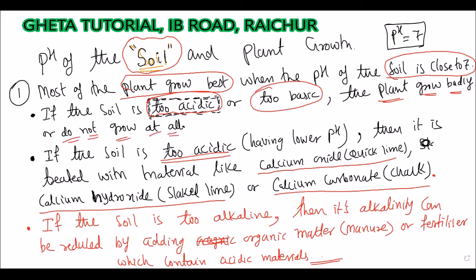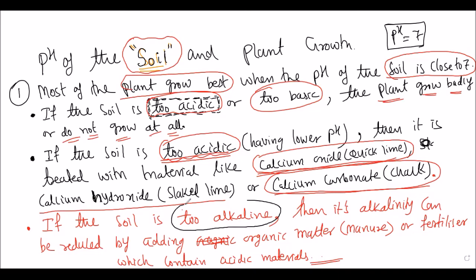So if the soil is too acidic, then we treat it with calcium oxide, calcium hydroxide, or calcium carbonate so that it neutralizes the acid. So these all are bases. Now if the soil is too alkaline, then to reduce the alkalinity, we can use manure or fertilizer which contain acidic materials, which neutralize the base present in the soil.